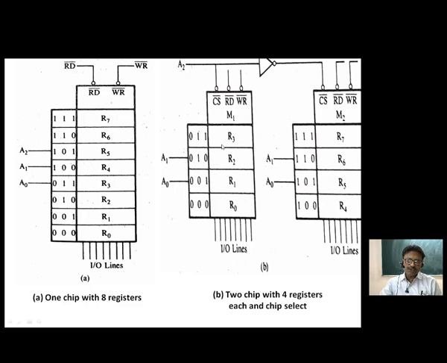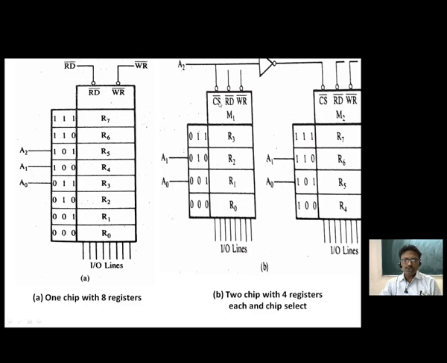Out of this, since we have 4 registers, only 2 lines will be required to select the register. In this case also only 2 will be required to select the register. But since there are 2 chips, one line will be required to select the chip. So we are using 2 address lines for identifying the individual registers present in the chip, but the third line will be used to select the chip individually. When A2 is low, 0, only this chip will be selected, and this chip will be selected when this is 0.